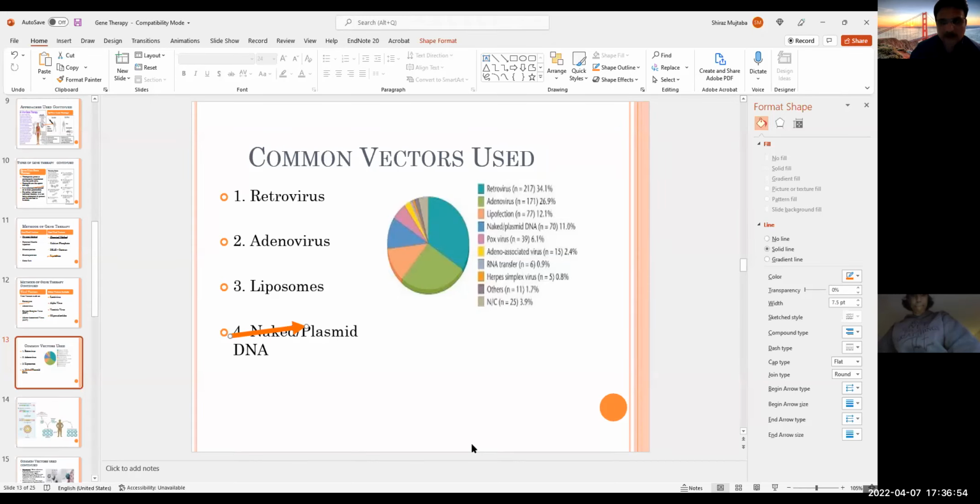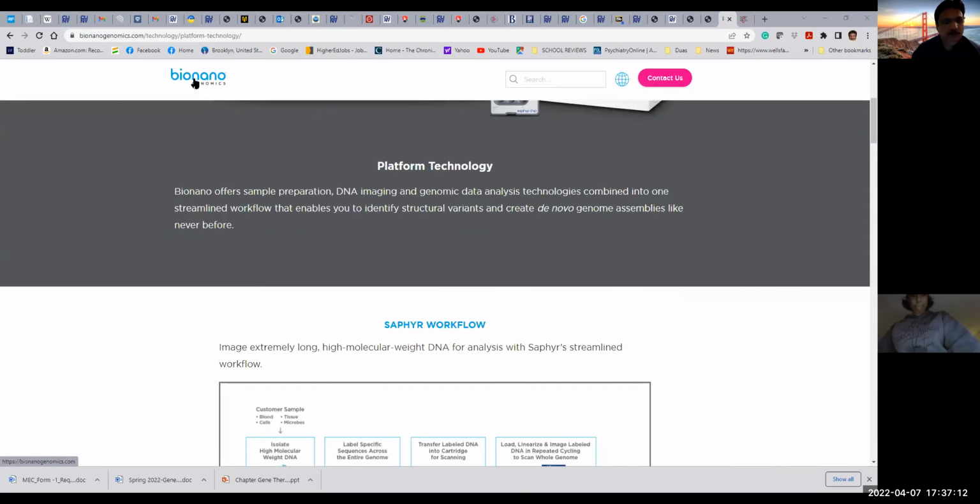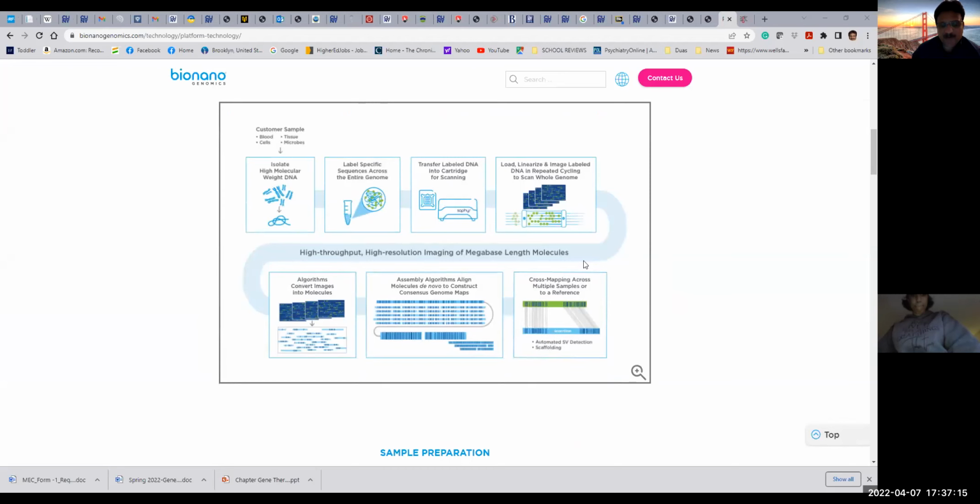Let me show you, there is a biotech company called BioNano, and they have a workflow where they can take blood cells or cells that have been treated in the lab, look at the complete sequence and do all the analysis before putting them into the patient's body, to make sure there are no secondary mutations.